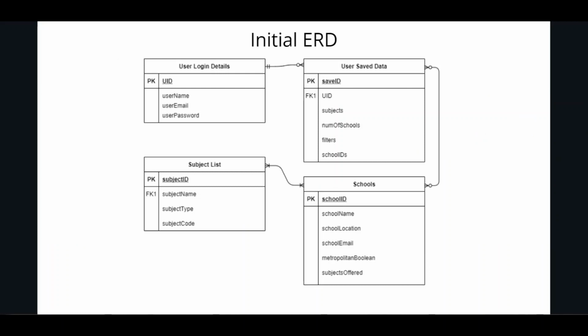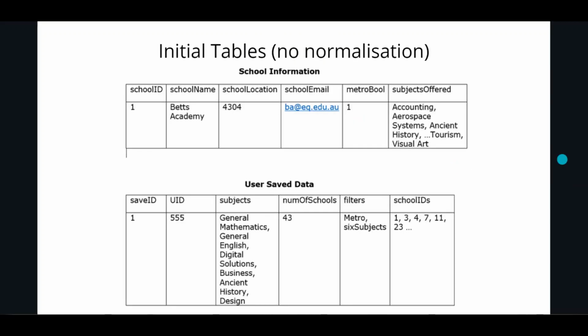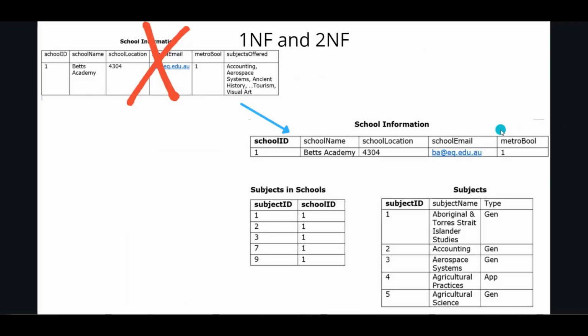Here is an initial entity relationship diagram developed for the type of data expected. At this point in the EDGE process, the user saved data, for example, was storing subjects and school IDs as a list of strings. These were the main initial tables from the initial ERD. As can be seen, these are not normalised.